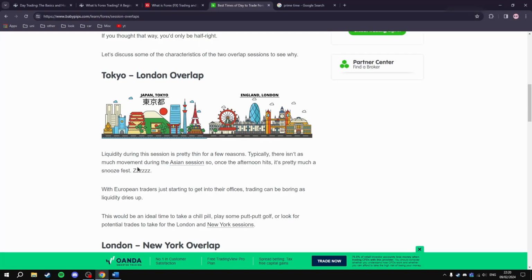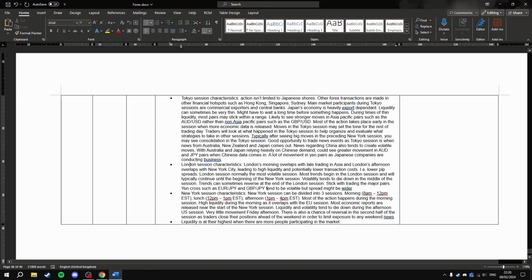Liquidity during this session is pretty much thin for a few reasons. Typically there isn't as much movement during the Asian session, so once the afternoon hits, it's pretty much a snooze fest. Liquidity can sometimes be very thin.